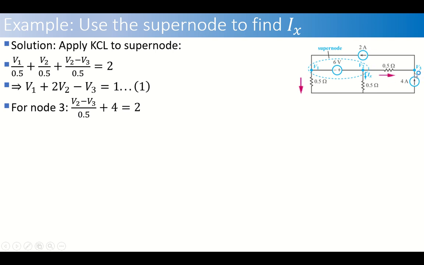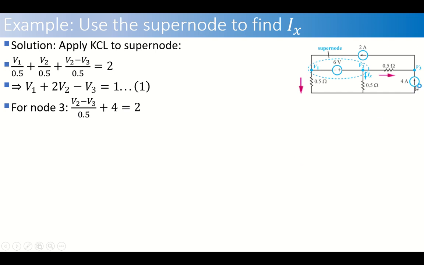Just mention that we can apply KCL here because there's no problem. You can see that current in each branch can be written either as a constant current or using Ohm's law equation. So current here is 4 ampere. Current in this branch will be V2 minus V3 divided by 0.5, and current in this branch is 2 amperes.